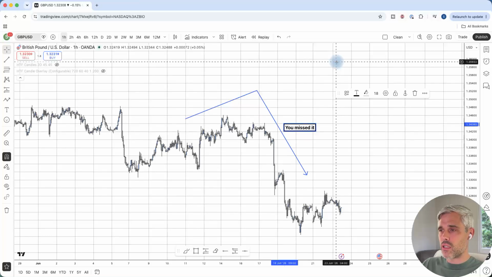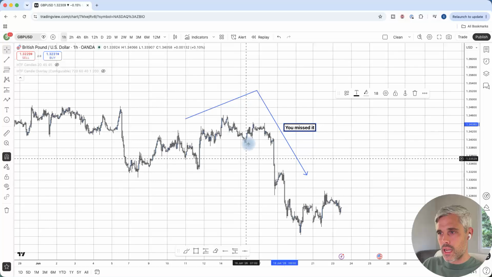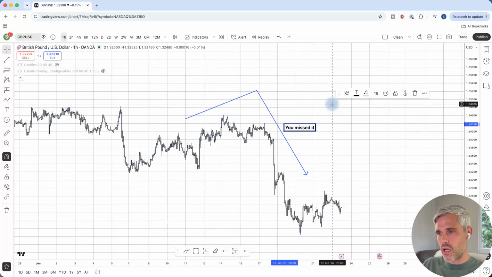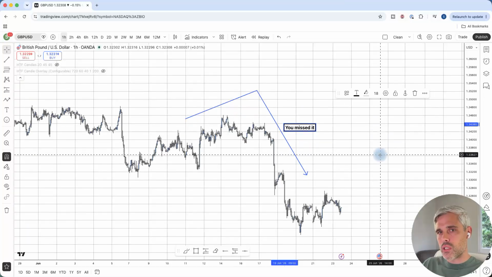9 times out of 10, traders completely miss this move. They're either chasing price or they get stopped out before the move even occurs. So if you find yourself constantly behind these big swings in the market, it's probably because you're not looking at or taking account of higher time frame candle behavior. Once you do, this clears itself up and it's actually quite easy to trade.